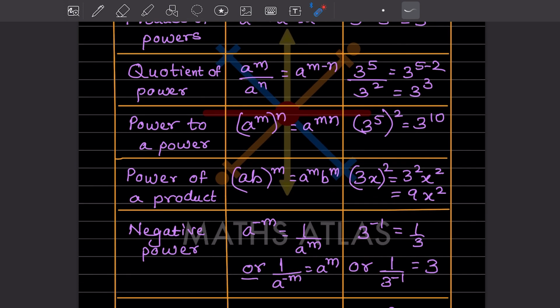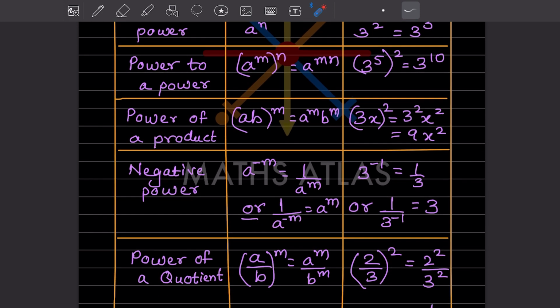Now power of a product. In this case, when we write ab raised to m, we are going to raise this as well as this one to m. So what will that be? a raised to m multiplied by b raised to m. And if you take the example here, in place of a, this will be there. So you are going to multiply this as well as this one. So that will be 3 raised to 2, x raised to 3, and 3 raised to 2 is 9, and this will be x raised to 2.